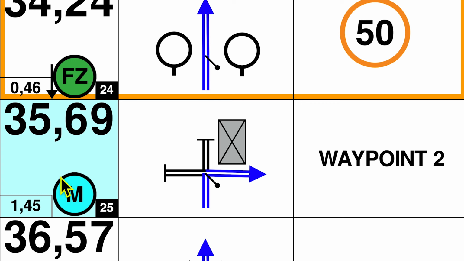What does the blue box mean? And what does the M in the blue circle mean? Well, that really denotes a waypoint. So on our digital roadbook systems and on our events, we will have a blue box to denote a waypoint, or in this case the M stands for mast waypoint.